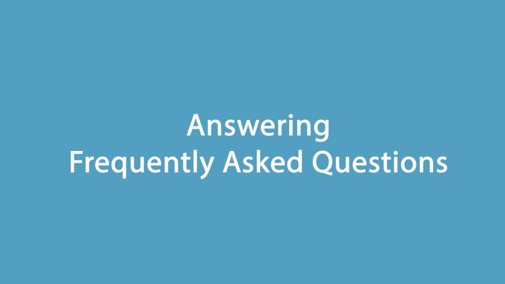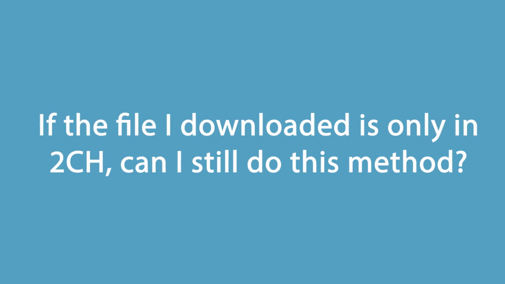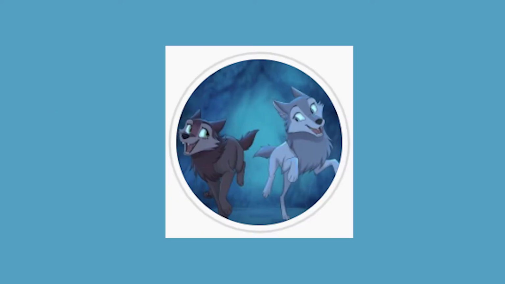Before we go, I'll answer some frequently asked questions about this process. If the file I downloaded is only in 2-channel, can I still do this method? No. The only reason this method works is because you have the ability to take out background music with 6-channel files. The only way you could technically do this is if you found a part in a 2-channel file that has little to no background music. Sometimes that doesn't work, so I recommend only using 6-channel files whenever possible.